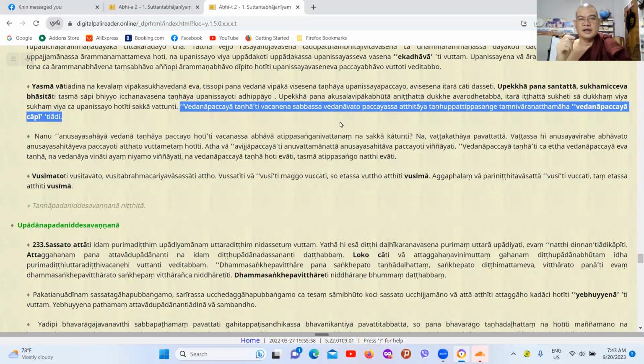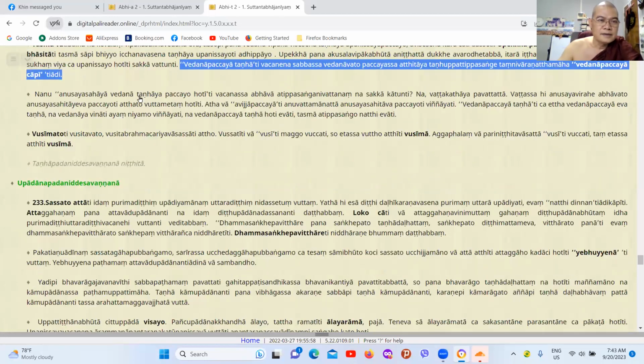Only the vedana arising in the avitaraga person is the condition, not in the vitaraga person. In the case of the vitaraga person, vedana does not condition tanha. So in order to deny this claim, this complaint, he mentioned the third gatha. So he just explained here the third gatha.